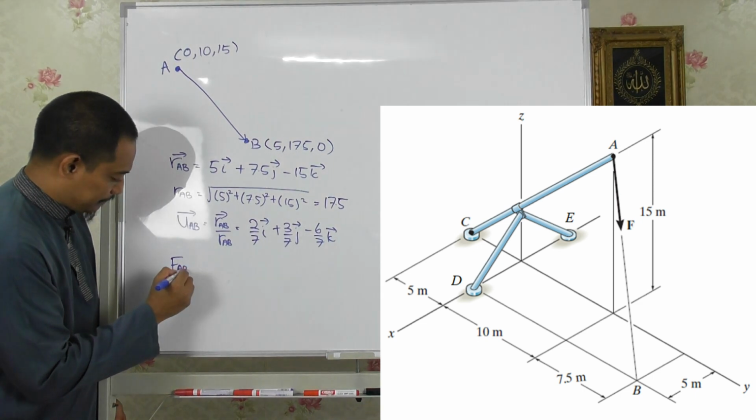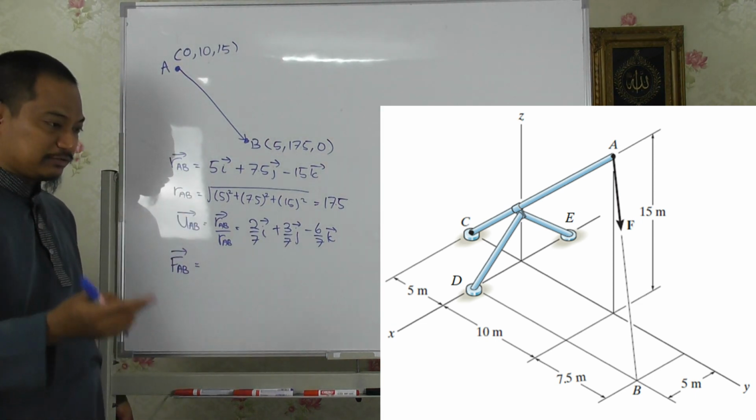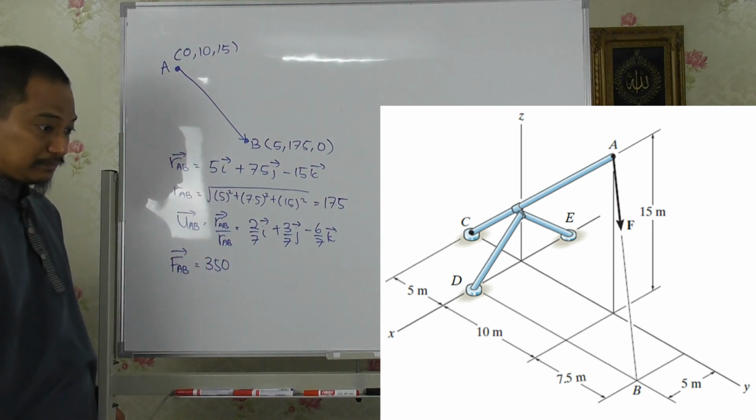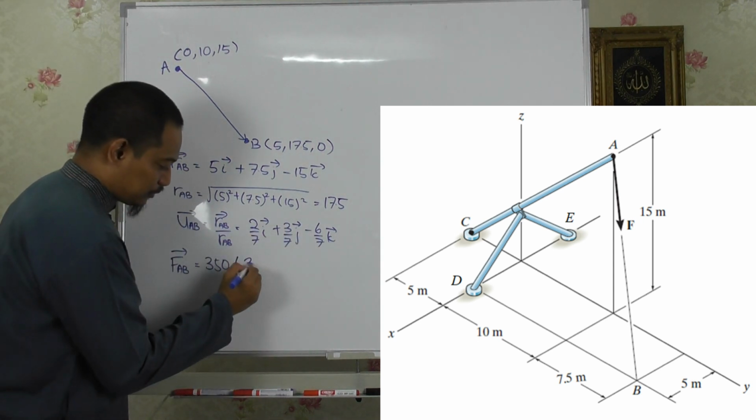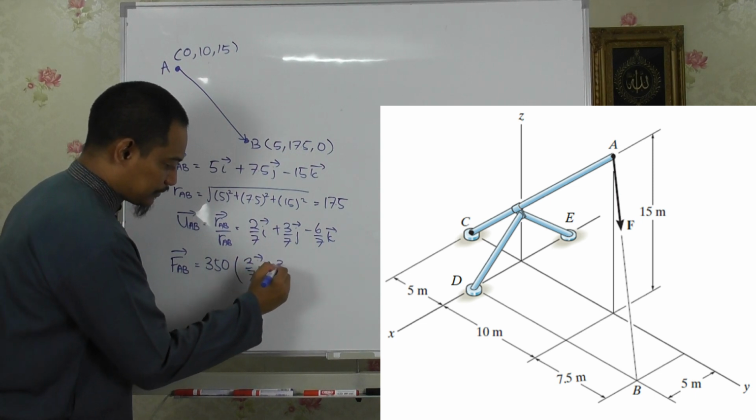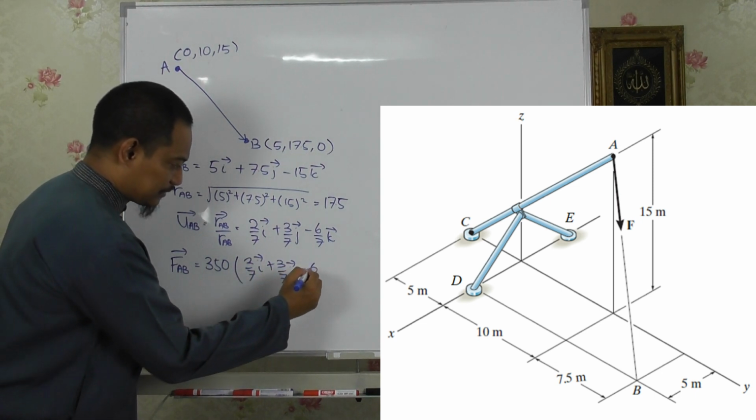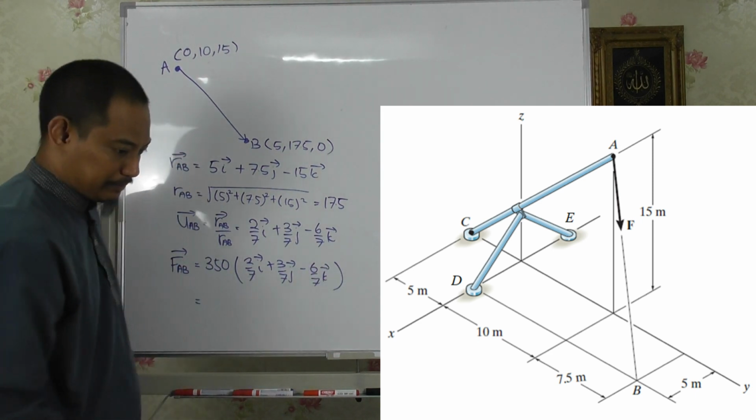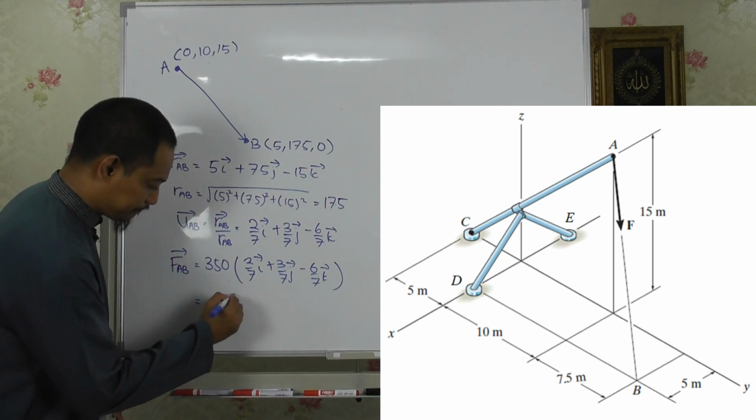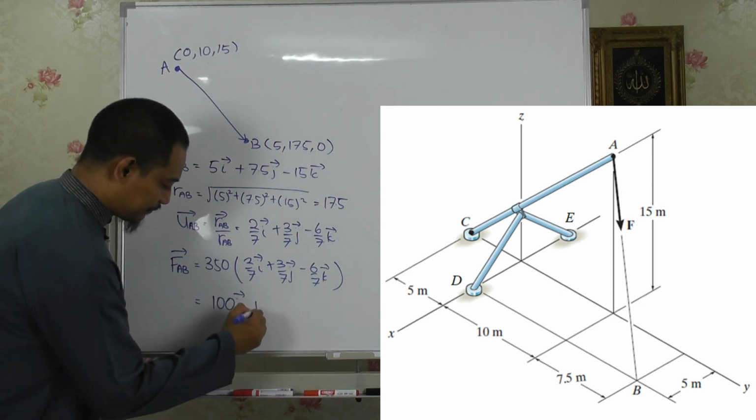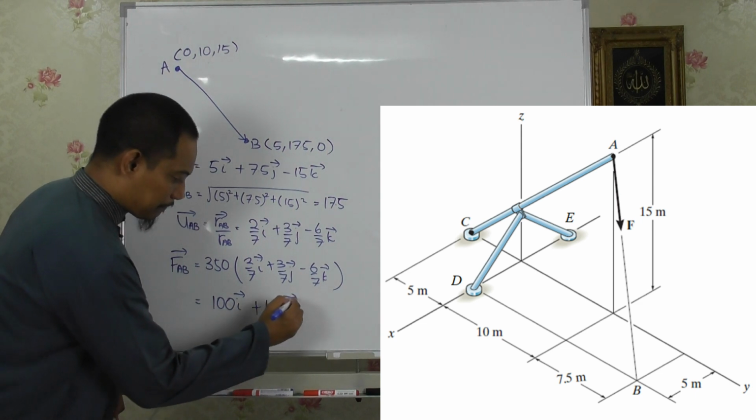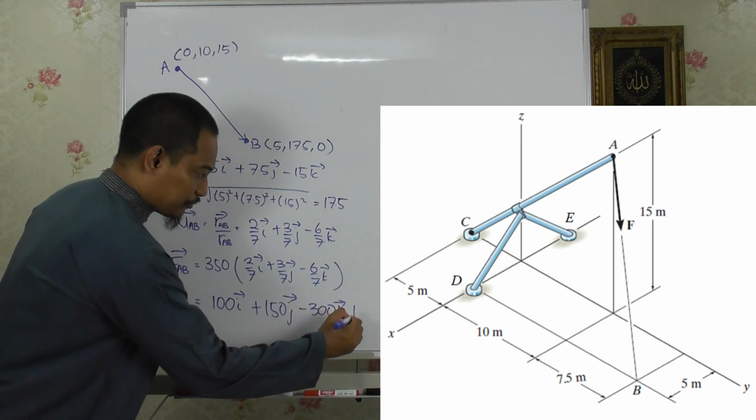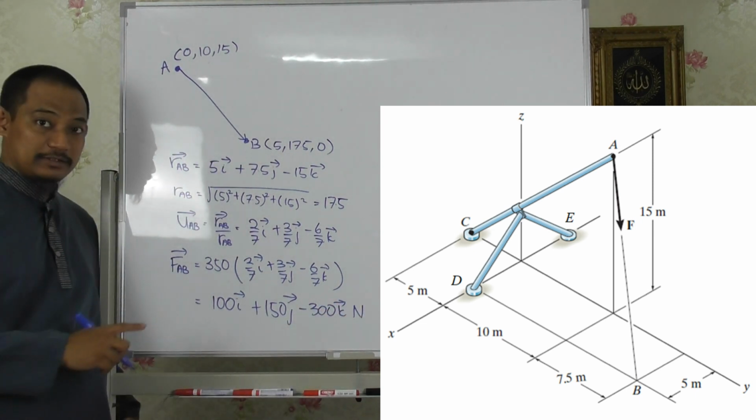So then you have FAB, the force itself. It gives you the magnitude, which is 350 Newton. So multiply by the whole thing, 2 over 7 i plus 3 over 7 j minus 6 over 7 k. Then you will get the answer, right? Multiply this, you get 100i plus 150j minus 300k Newton. So that is the answer, right?